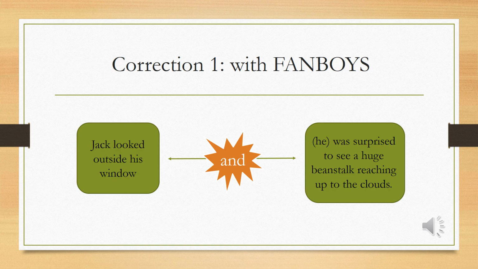Jack looked outside his window, take away the comma, continue, and he was surprised to see a huge beanstalk reaching up to the clouds. Now, because Jack and he are the same person and you just used the and, it is okay to take away the he and not repeat the subject. So it becomes Jack looked outside his window and was surprised to see a huge beanstalk reaching up to the clouds.